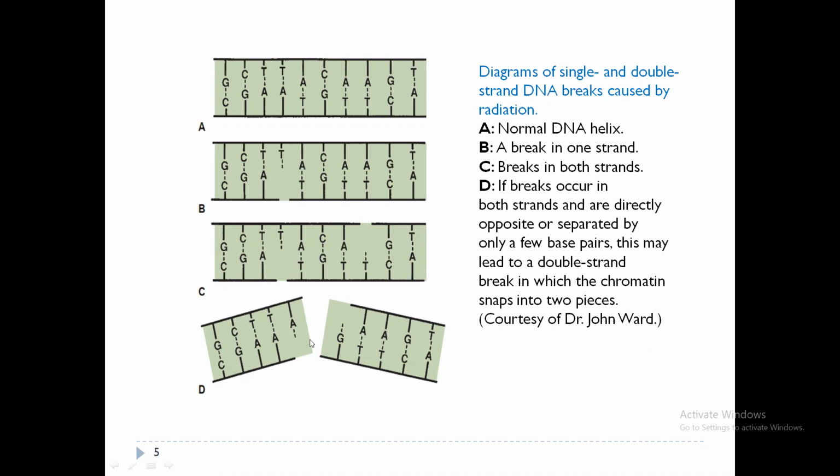While picture D shows us that if there are breaks in both the strands and they are directly opposite or separated by only a few base pairs, this may lead to a double strand break in which the chromatin snaps into two pieces.